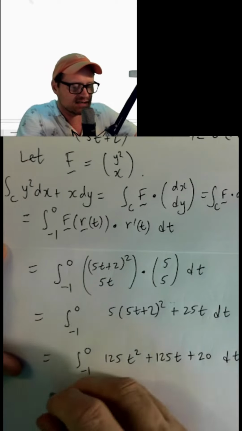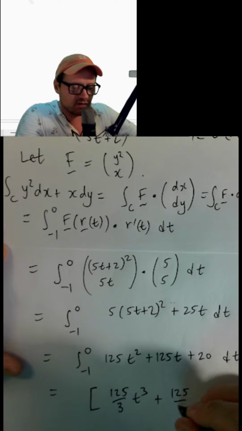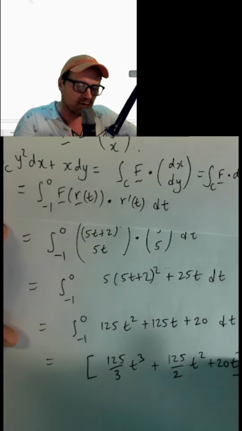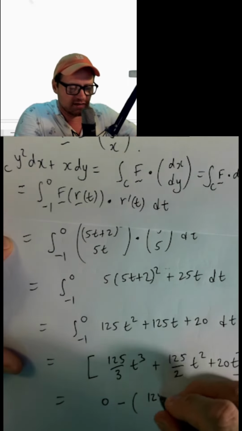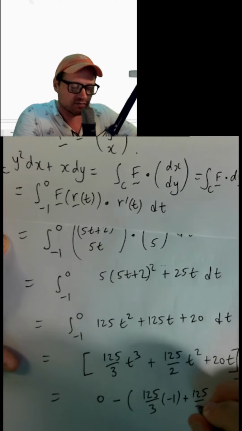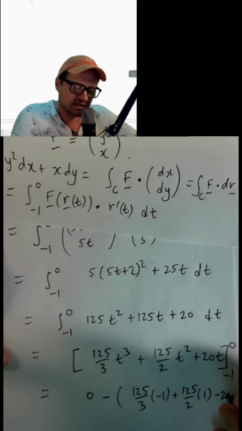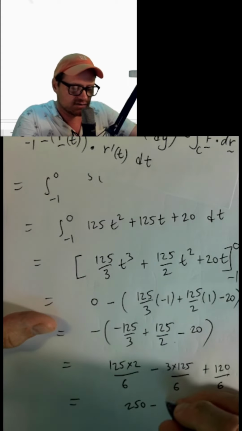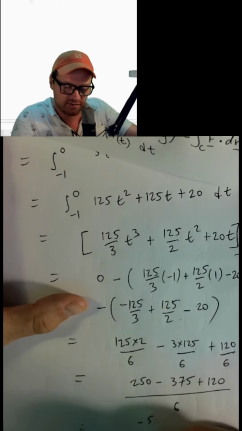Okay, let's integrate this. So 125 over 3 t cubed plus 125 over 2 t squared plus 20t, from -1 to 0. When we sub in 0, we get 0. So we've just got 0 and then minus, in brackets, 125 over 3 times -1 cubed, which is -1, plus 125 over 2 times -1 squared, which is 1, and then 20 times -1 is -20. Okay, so simplifying this, we've got 250 minus 375 plus 120 all over 6, which is, so -5 over 6.